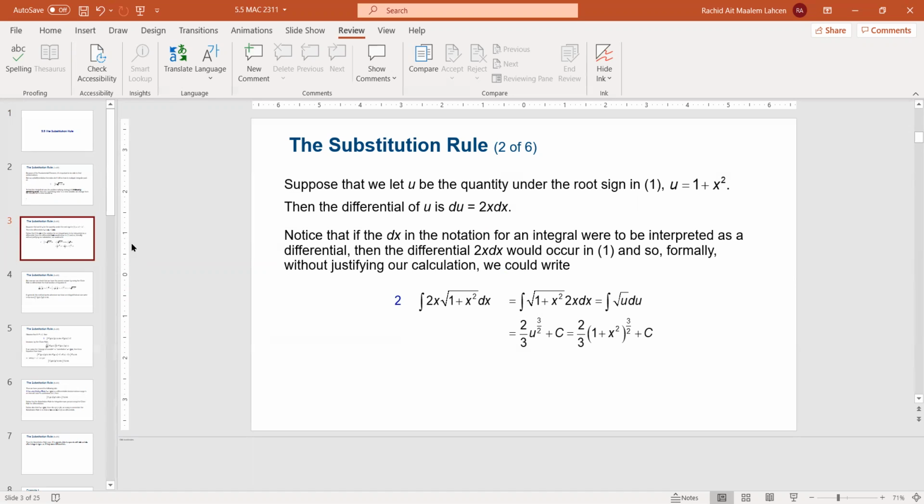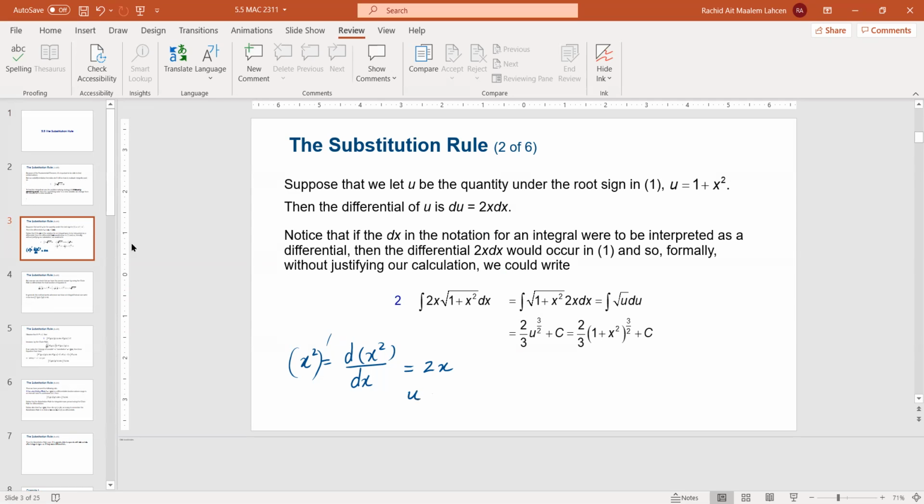And here we have to understand the idea of differentials. So let's say you have x squared, and you take the derivative of x squared. That means you're doing d of x squared over dx, right? Which is 2x. So similarly here, this dx is that differential.